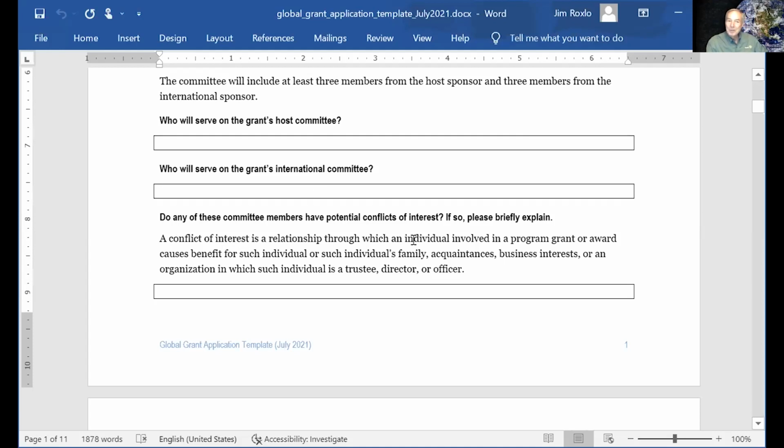You probably don't know about conflicts of interest yet because you haven't talked about it, but we're going to talk about that a little bit more later.